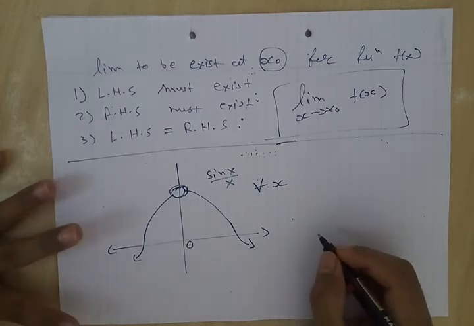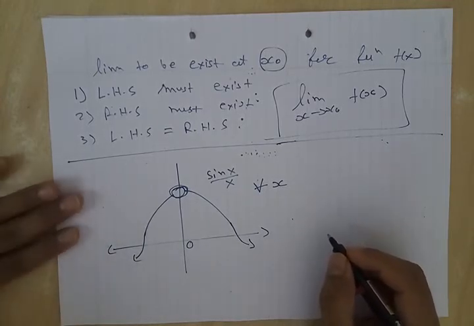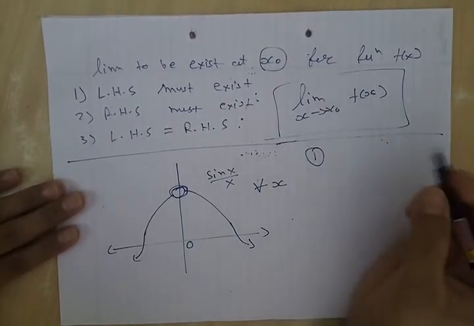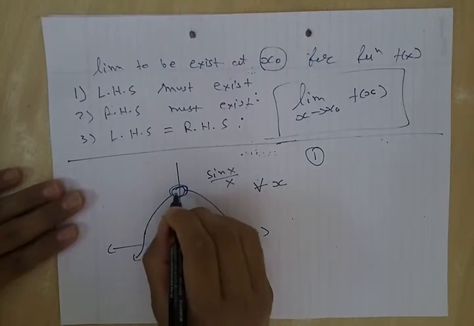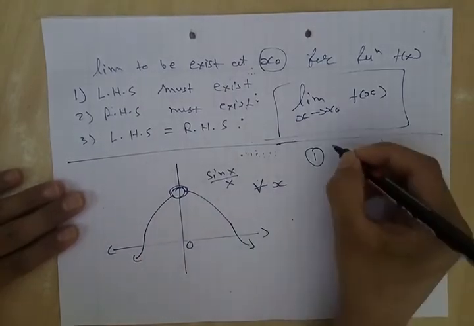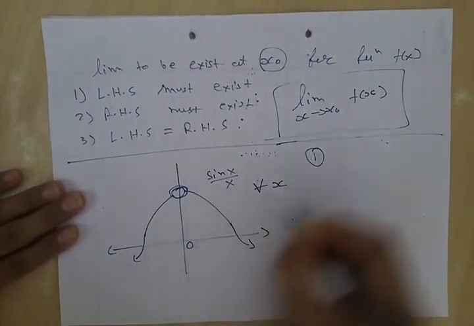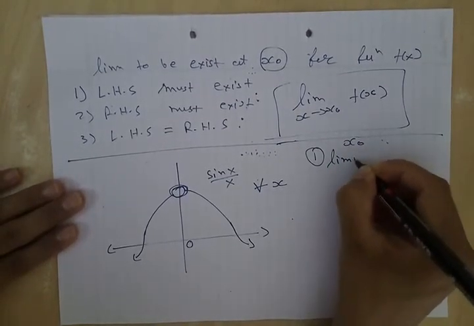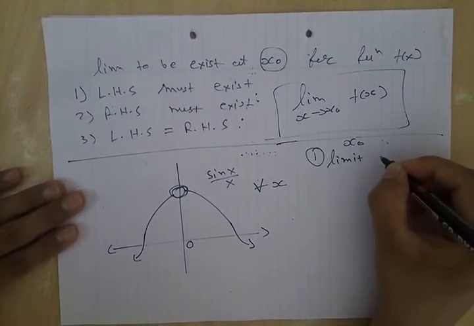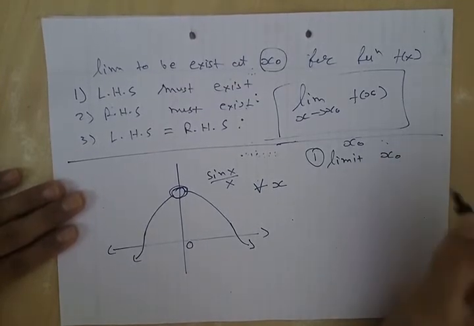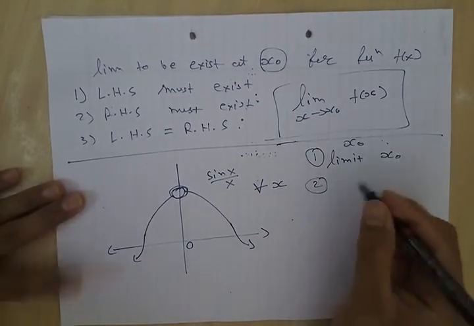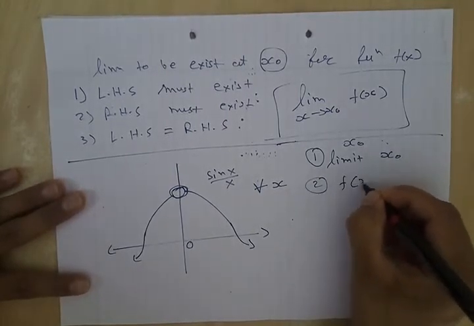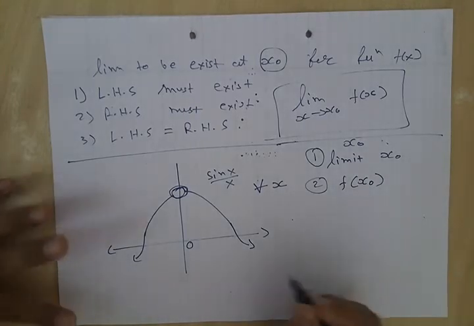So for a continuous function, there are 2 rules to be satisfied. One is: for a function to be continuous at point x0, the function should have a limit; that should exist at point x0. And the second rule is the function must be defined at point x0. So f(x0) should exist.